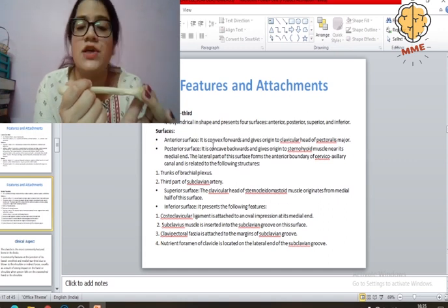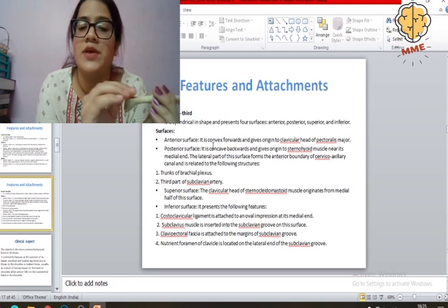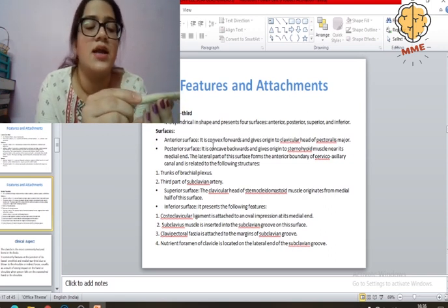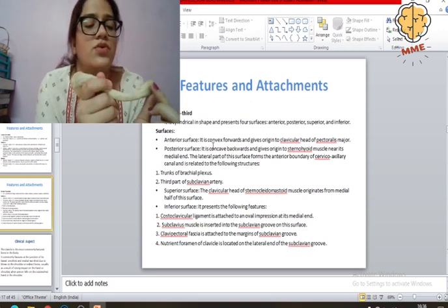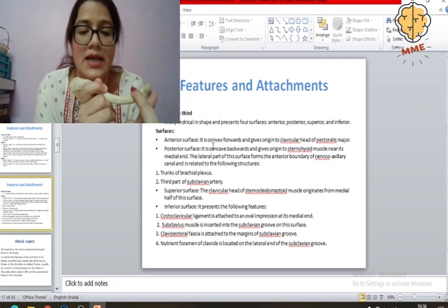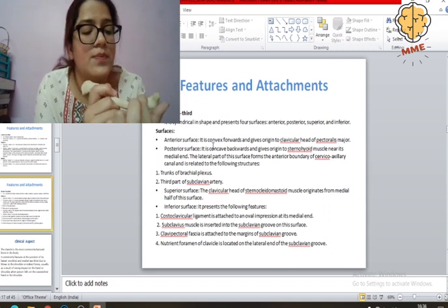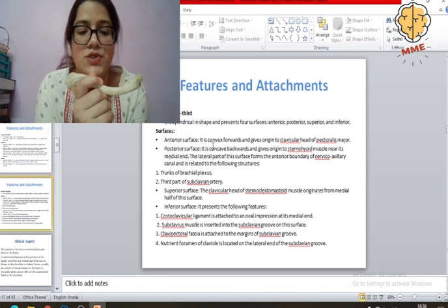Superior surface, the clavicular head of the sternocleidomastoid muscle originates from the medial half of the superior surface, and inferior surface. Now, the inferior surface is very complicated. It has a lot of features. The first thing to recognize is this thing. What is this? Over here, there's a ligament which attaches. What ligament? Costoclavicular ligament attaches to an oval impression. This oval impression, costoclavicular ligament attaches to it, right?